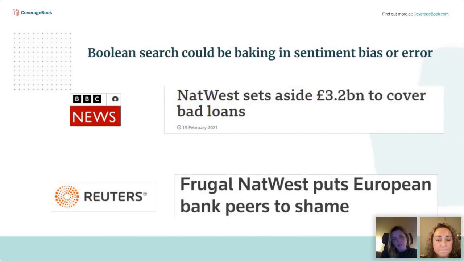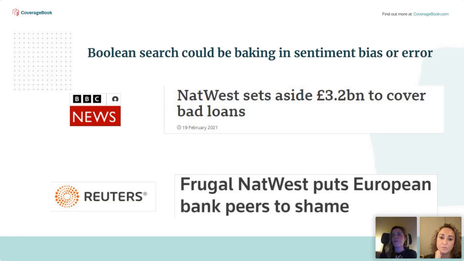And then my next principle is that your Boolean search could actually be baking in a sentiment bias. What I mean by that is that typically, in order to find earned social media mentions, particularly if you're working with a big brand that might get hundreds or thousands of mentions per day, you have to have some kind of Boolean search that will allow you to find relevant mentions for your brand.